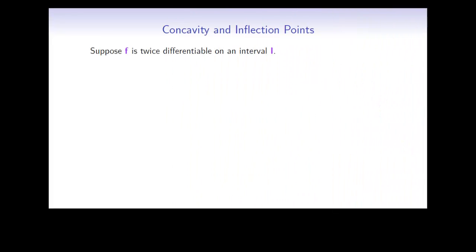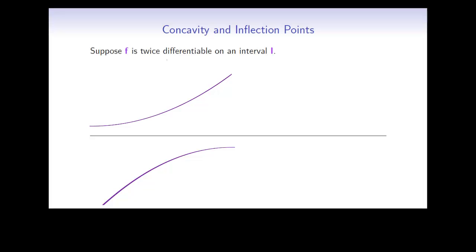Suppose that we have a function which is twice differentiable on an interval I. Let's look at these two parts of the graph of a function, and let's think about how the derivatives of the function might be able to help us tell the difference between these two types of behaviors.